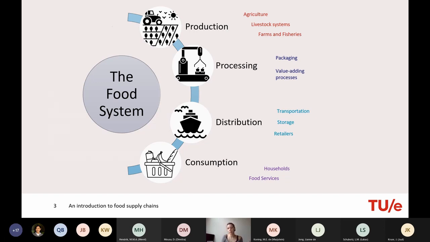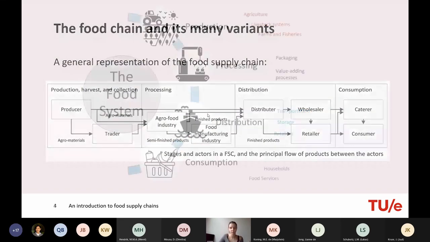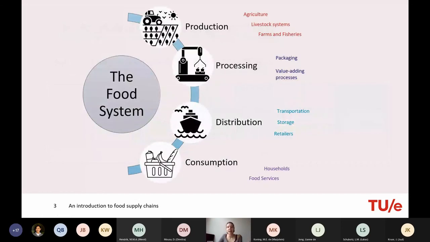Distribution activities are mostly composed of transportation activities, storage activities, and then also the activities that happen at the retailers and sales activities. And then consumption generally takes place at households, but also food services. And you're going to focus on consumption at the army.